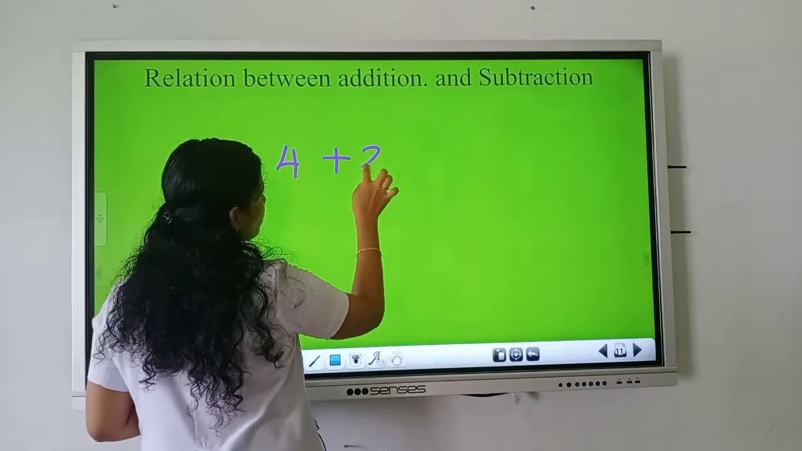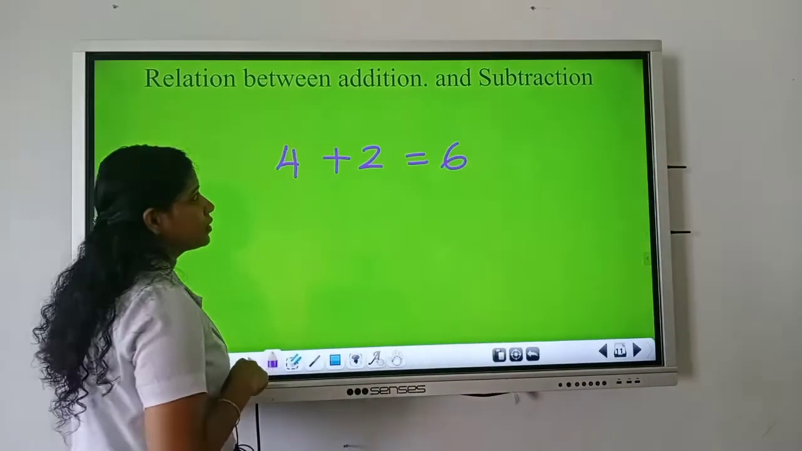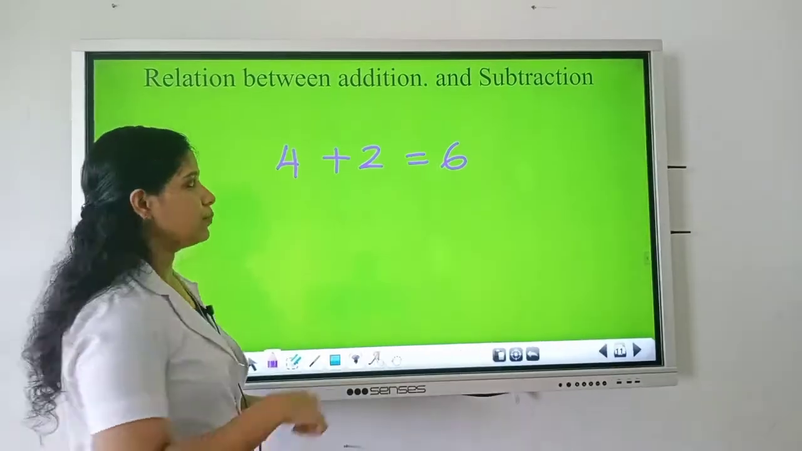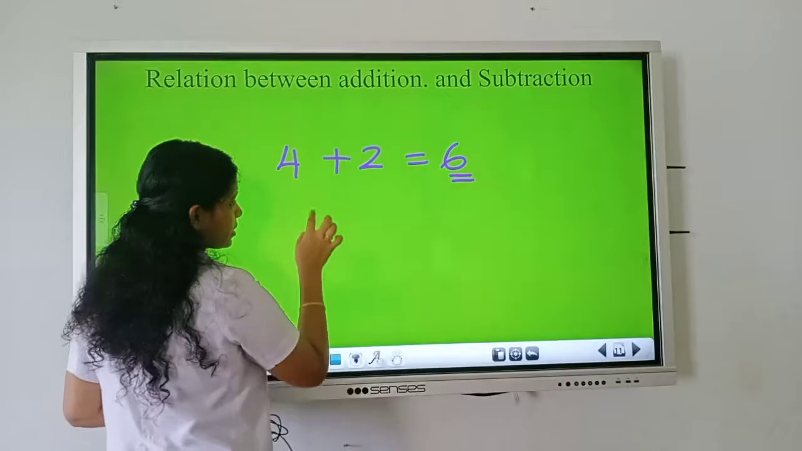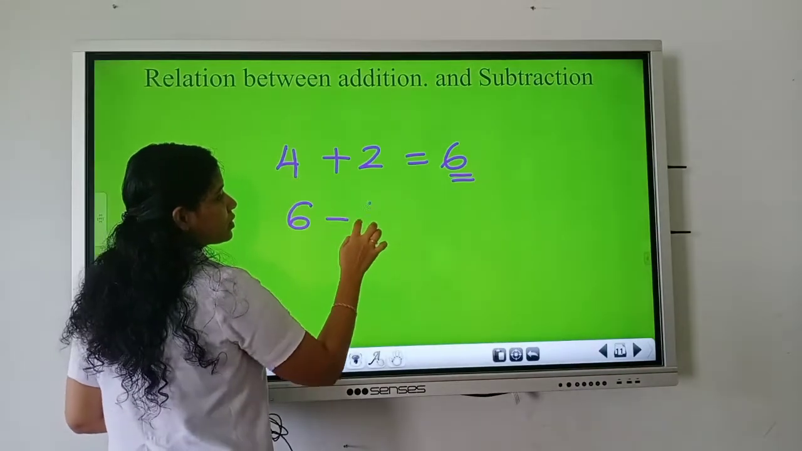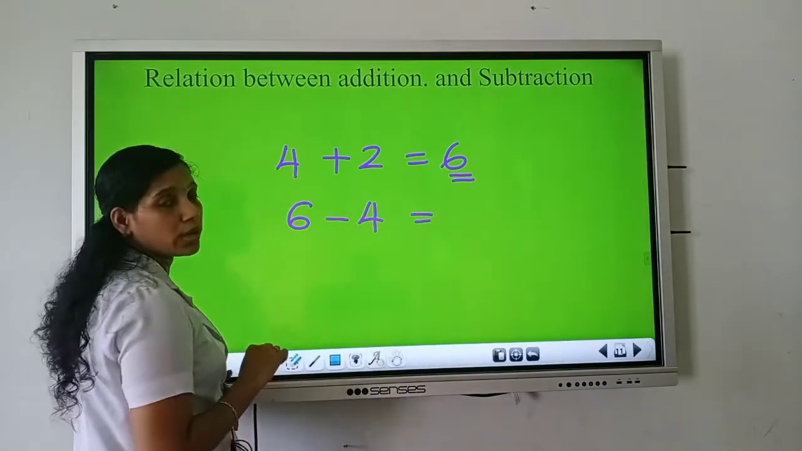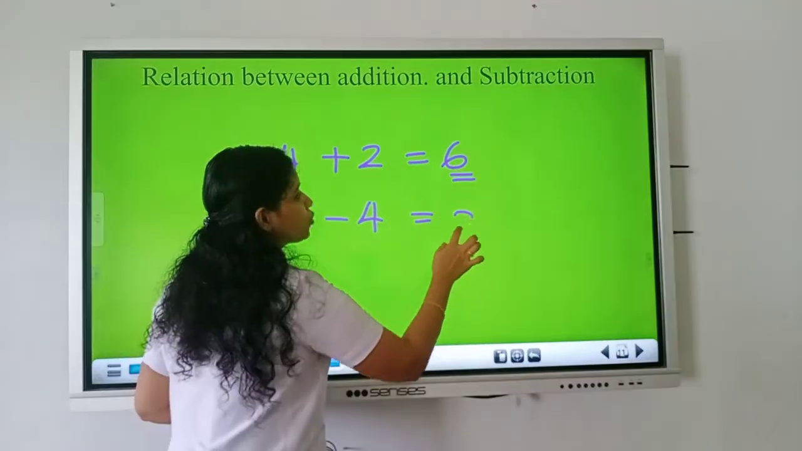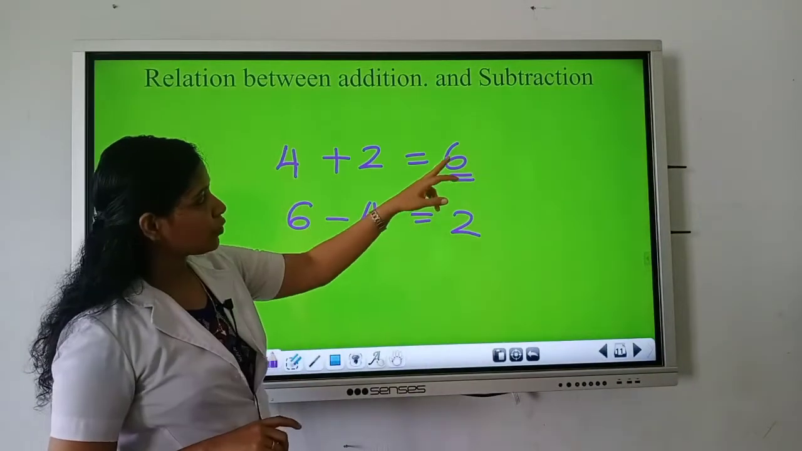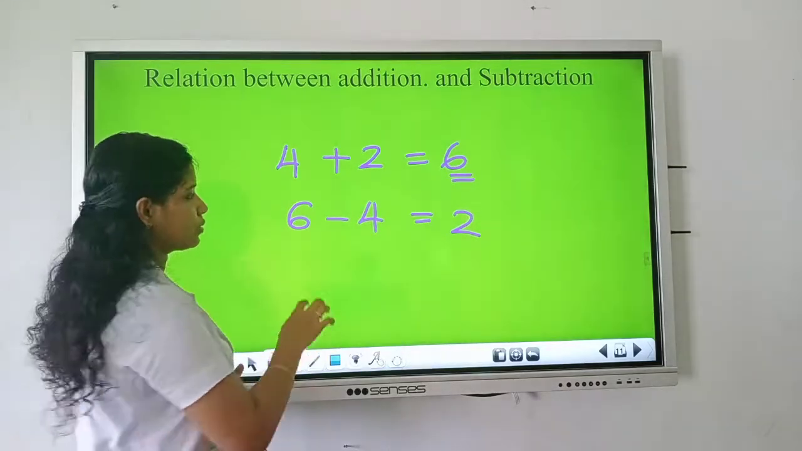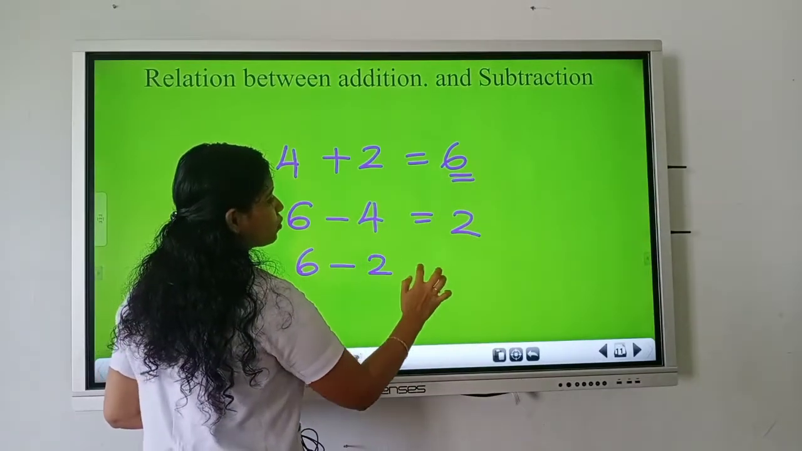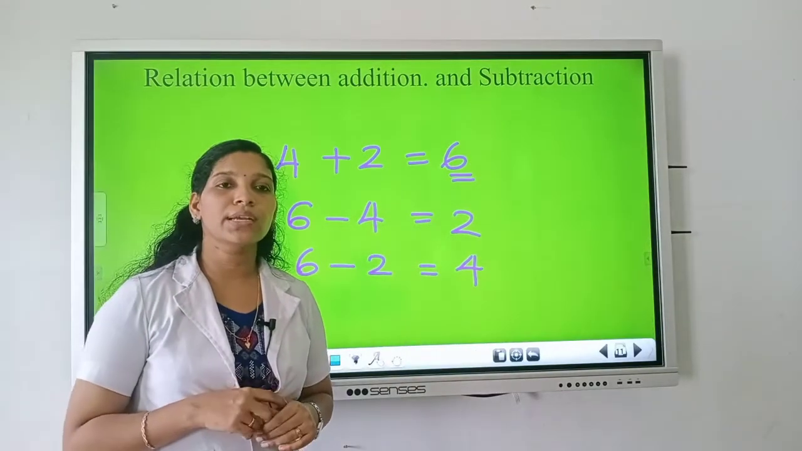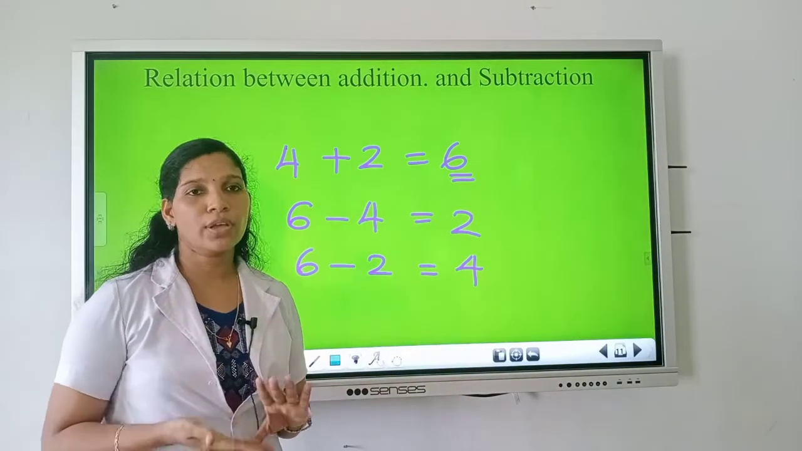Okay, for this let's see. 4 plus 2 is equal to 6. Now I will show you the relation. Now this 6, if you subtract 6 minus 4, what is 6 minus 4? 4, 5, 6, 2. 2 is your answer. Now if you subtract 6 minus 2, it will give you 4. So what is the relation between addition and subtraction? They are opposites of each other.